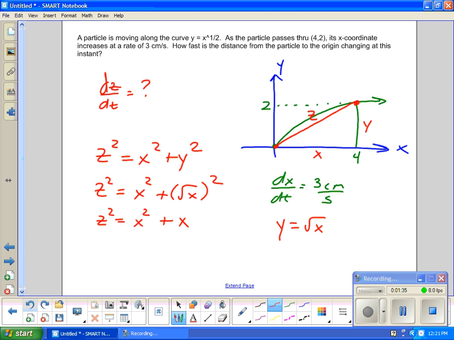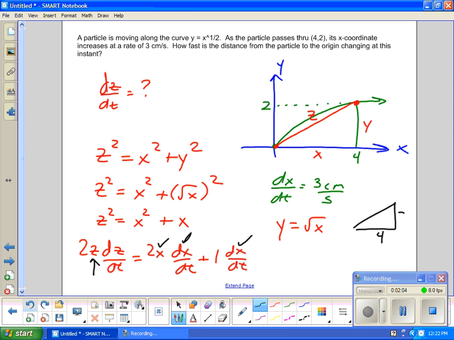Now I'll take the derivative of this function: 2z dz/dt equals 2x dx/dt plus 1 dx/dt. And that's a lot easier because when I start checking things off, I know dx/dt, I know x is 4. Do you guys agree I can calculate z? Because at this instant they're 4 and 2, so by the Pythagorean theorem, 16 plus 4, I get the square root of 20 for z. Now I can reduce that, but why bother?